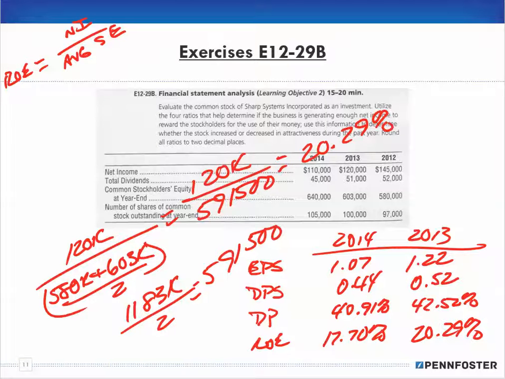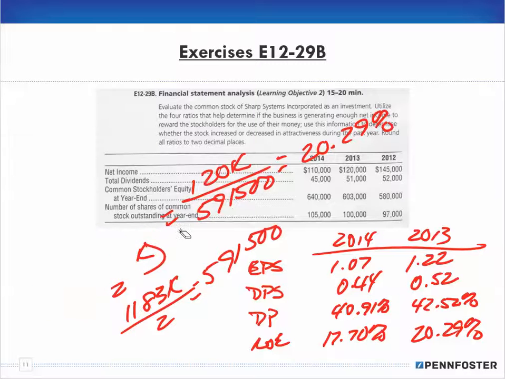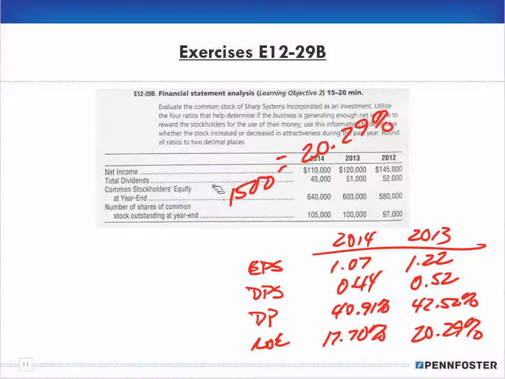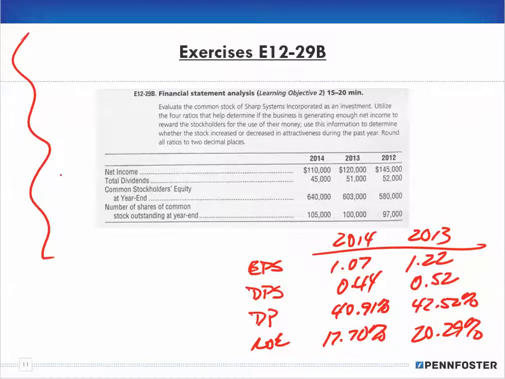Okay, pause the video because I'm going to erase all of this. All right, so now we have performed the ratios based upon the set of steps that I had presented at the beginning of the video here. And now that we have the raw data, I'm going to try to answer the question: determine if the business is generating enough net income to reward the stockholders for the use of their money.